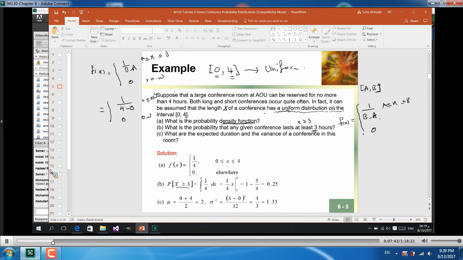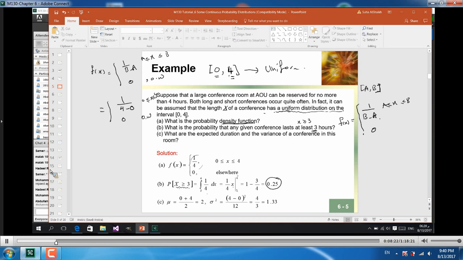As you can see here, my interval is from 0 to 4, so the maximum is 4. I want from 3 to 4 then. I'm talking about a continuous random variable, so we need to talk about the integration. The integration from 3 to 4 of the function, which is 1 over 4 as we got in part A. The integration of 1 over 4 is 1 over 4 x from 3 to 4. 4 minus 3 is 1, with 1 over 4 outside, so the result is 0.25. The result of the integration is 0.25.